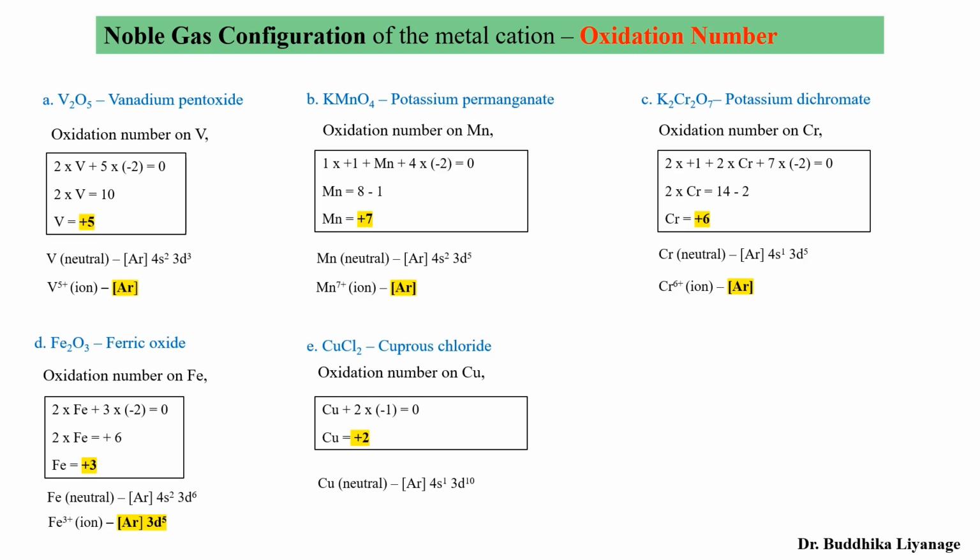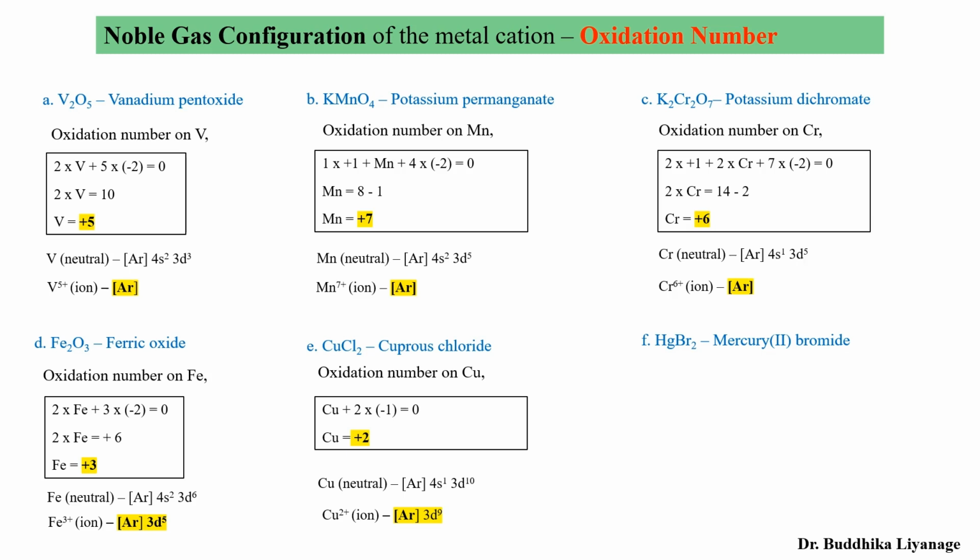So what is copper 2+? Starting from the outermost shell, that is the n equal to 4 shell, we need to remove 2 electrons. One 4s1 electron and another from 3d10. Then the copper 2+ configuration becomes argon 3d9.